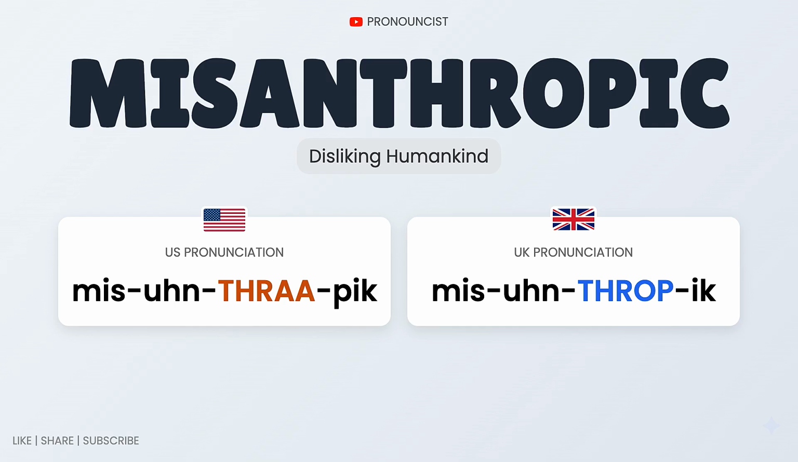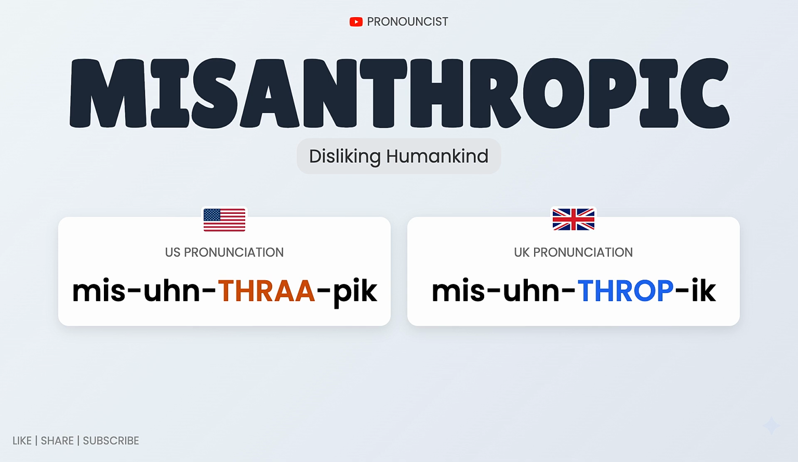Now, let's focus on British pronunciation of this word, misanthropic. Now, read the syllables of British pronunciation shown on the screen naturally. Miss, un, throp, ick, misanthropic.